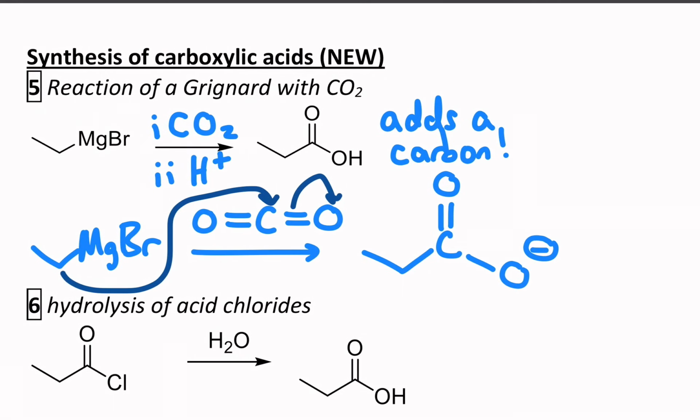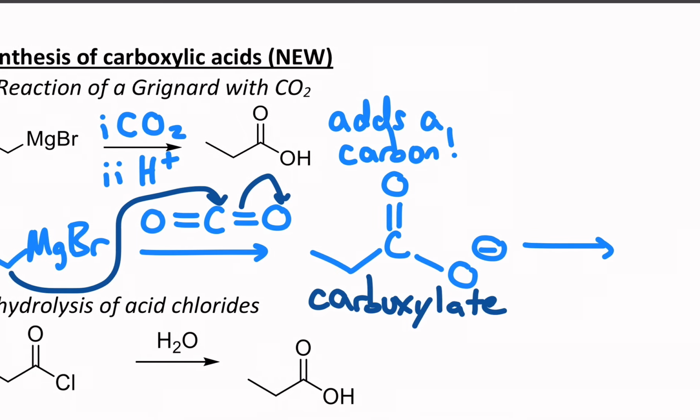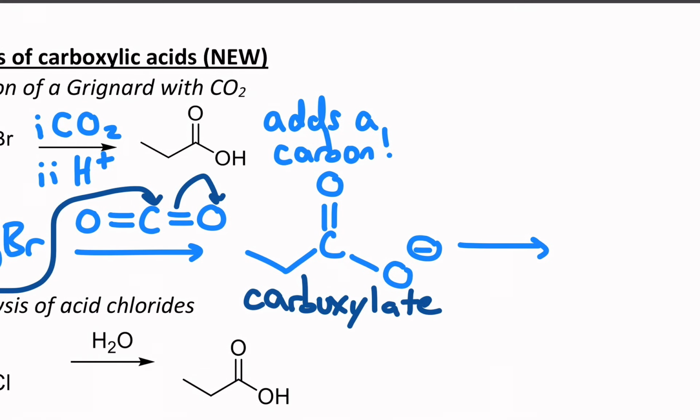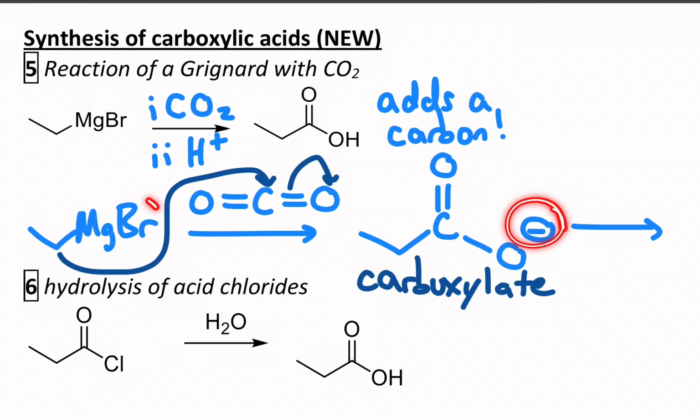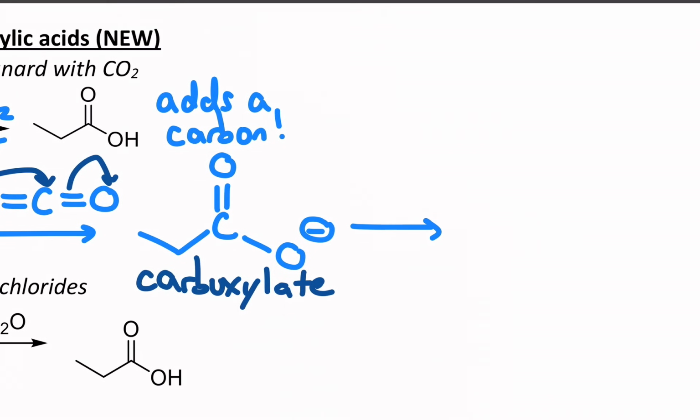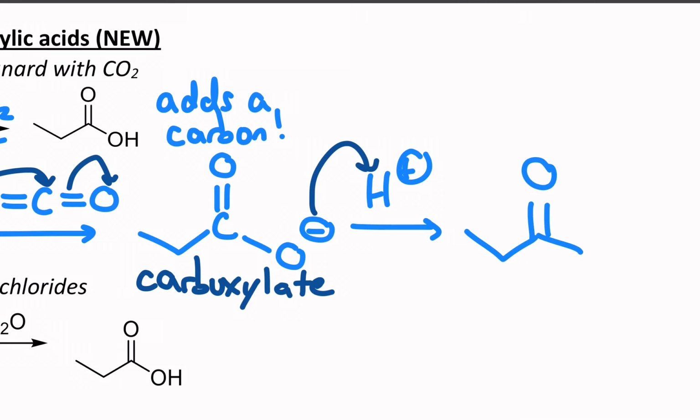This is called a carboxylate. That's the conjugate base of a carboxylic acid. And here's where the Grignard has done its job. This oxygen anion is coordinated to the magnesium bromide ion that's from the original organometallic, hence the need for an aqueous workup. So to finish the mechanism, you simply protonate the carboxylate, and that's how you get your acid. Very short mechanism, just 2 steps.